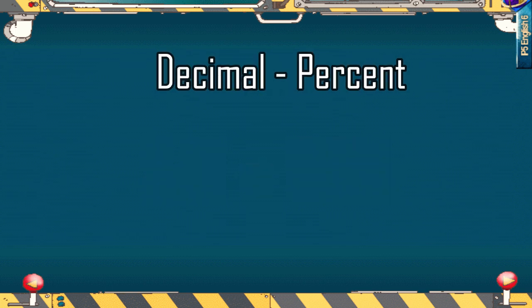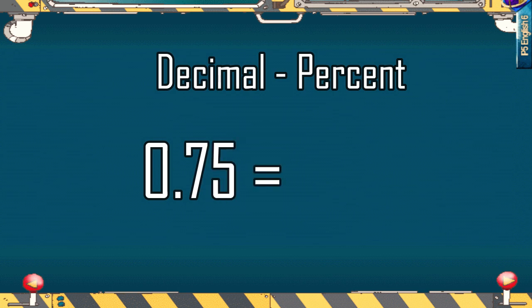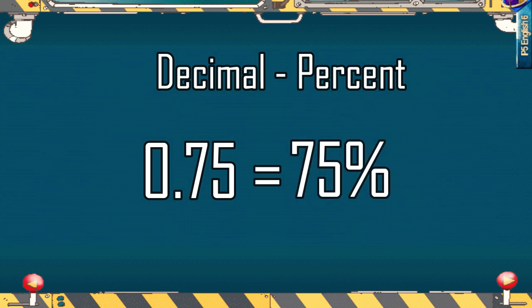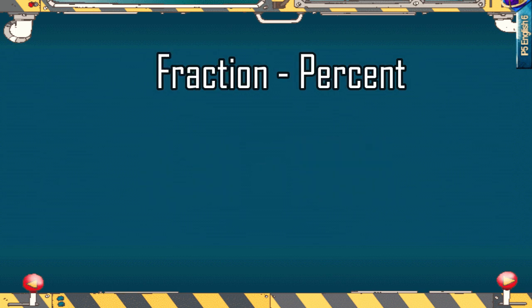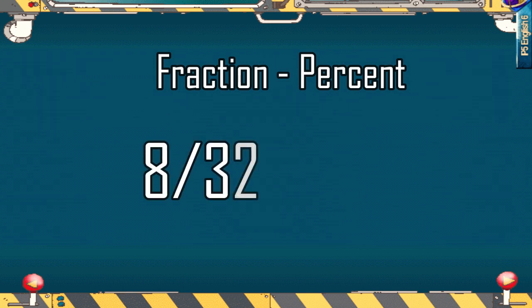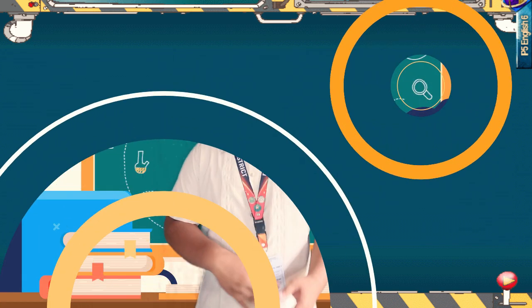Next, 0.75 is equivalent to how many percent? You nailed it! It is 75%. Next, what is the equivalent percent of the fraction 8/32? That's correct. It is 25%.